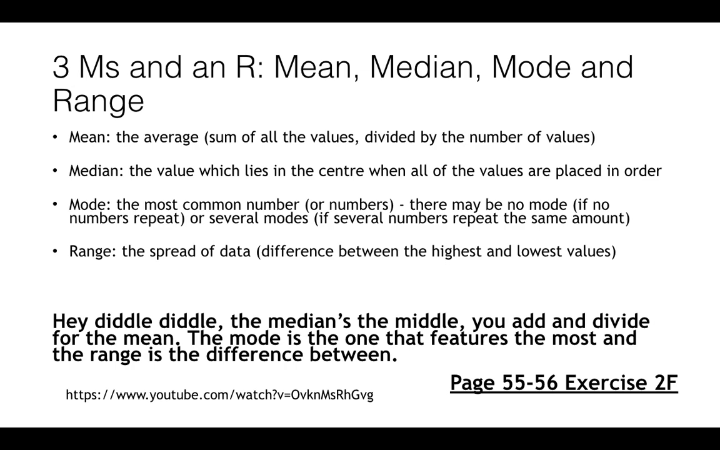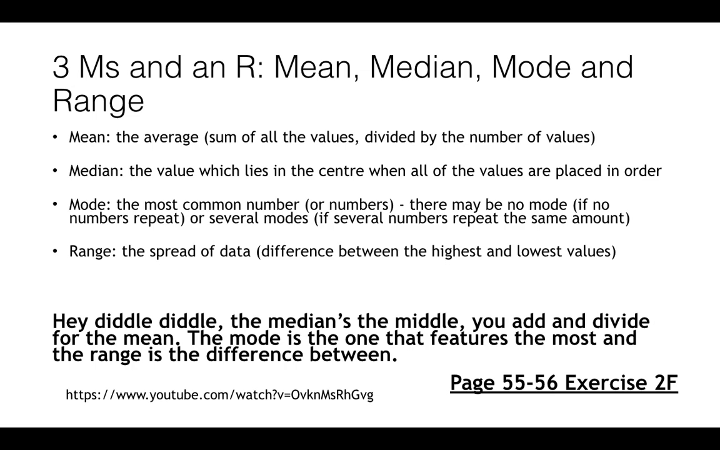The mean is the average where we sum all of our values together, add them together, and then divide by the number of values that were there. So if I took 5 pieces of data, I'd add them all together and divide by 5. And that will give you your mean. Now generally it tends to come out as a decimal, so unless the question tells you otherwise, go to 2 decimal places.